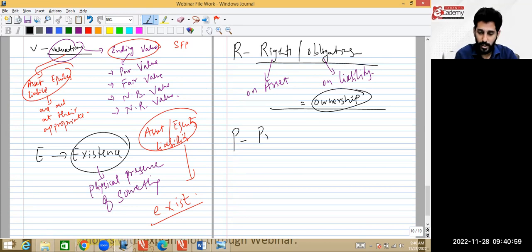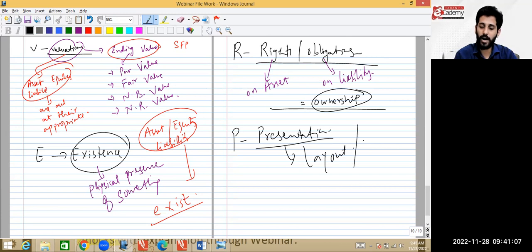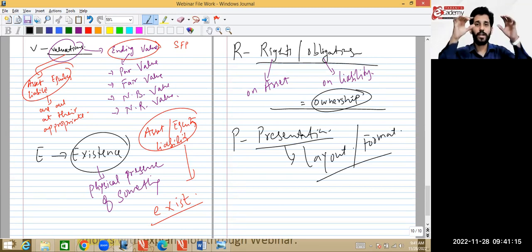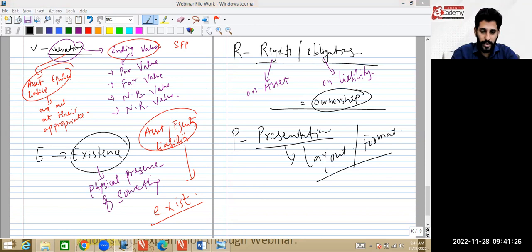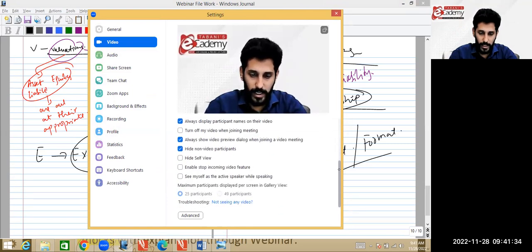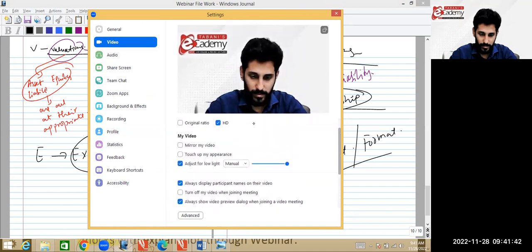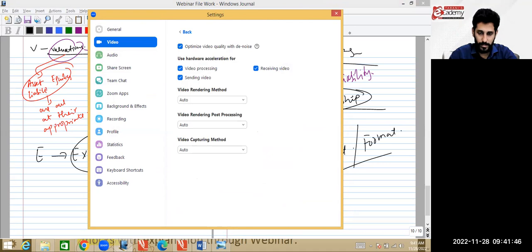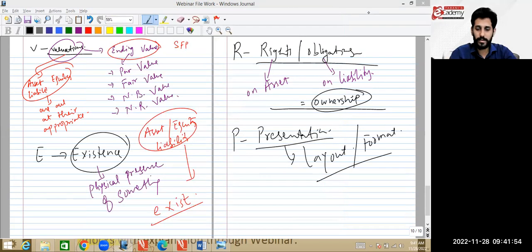And the last one is P, P for presentation. Presentation is the layout, the format of something, that is how the transactions are being presented in the annual report. First of all, there would be sales, cost of sales, gross profit and all that stuff, right? So these are actually the assertions from the side of the management.